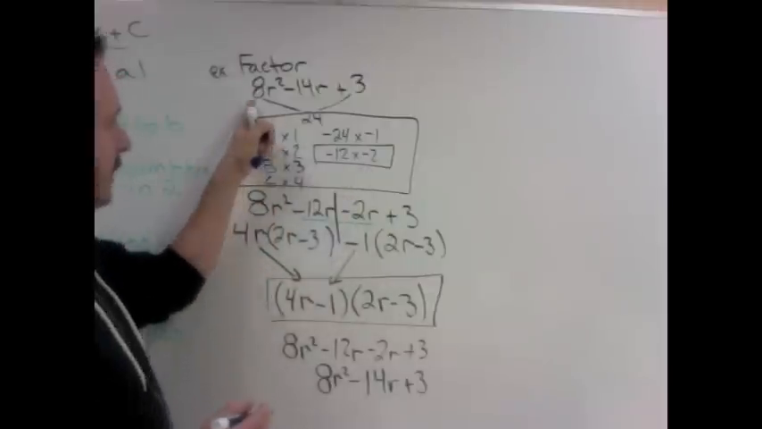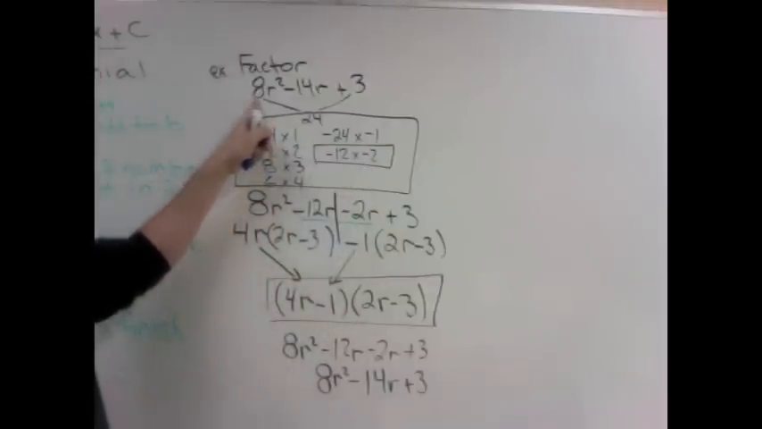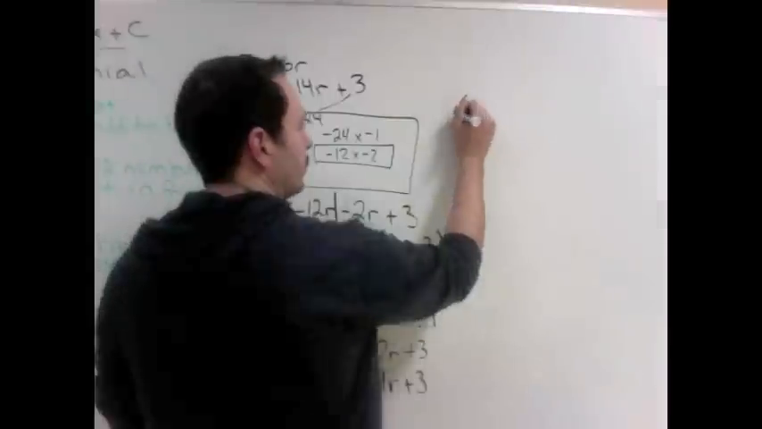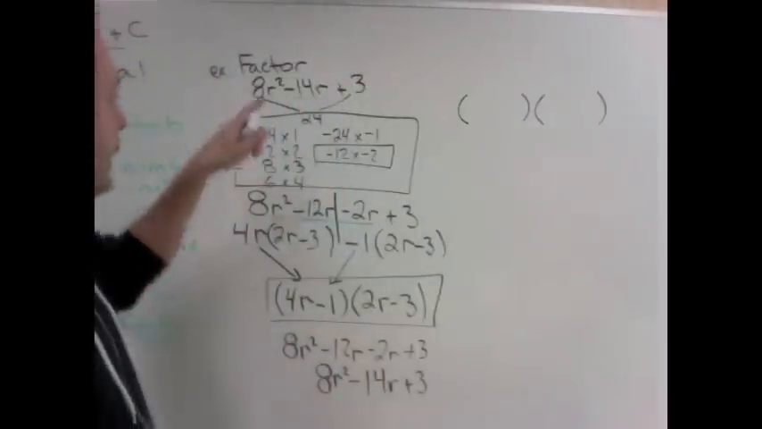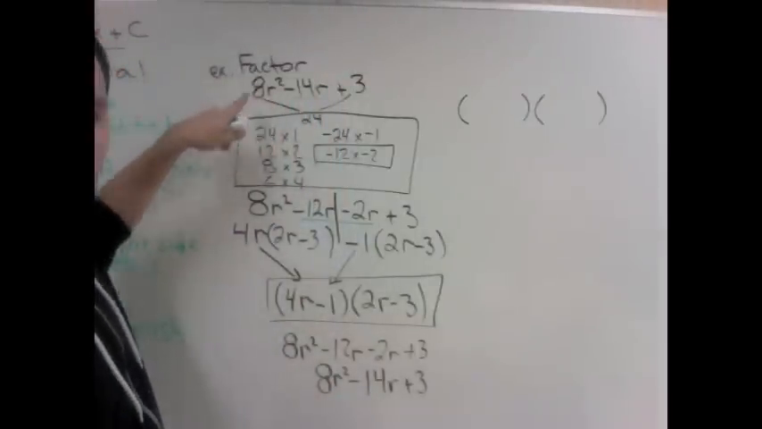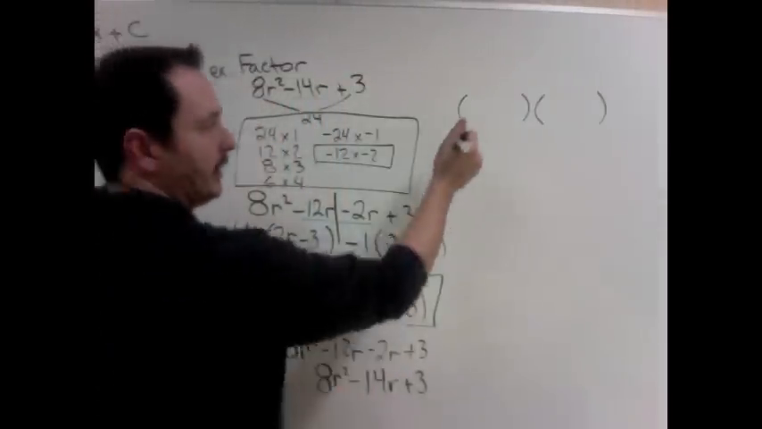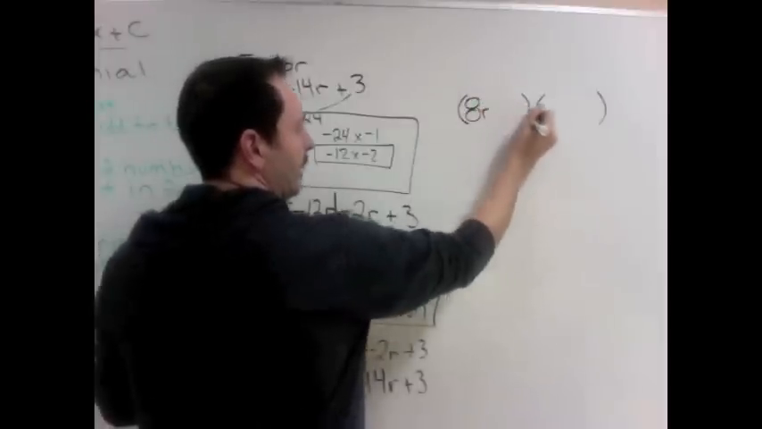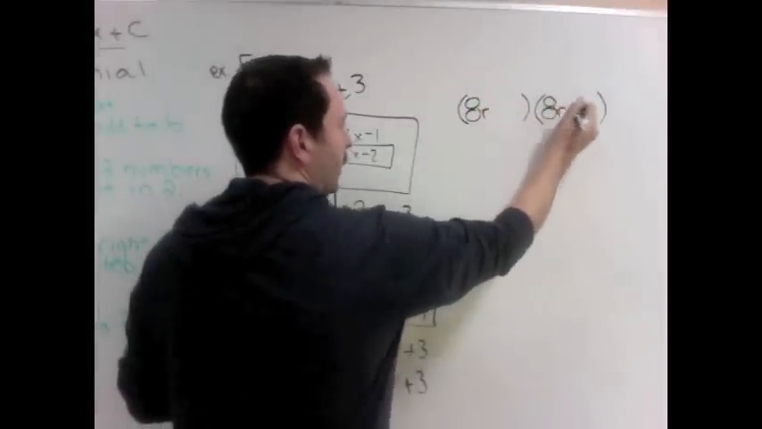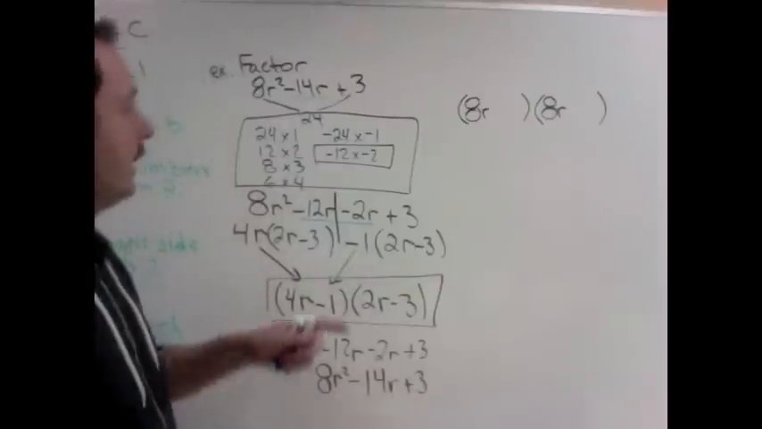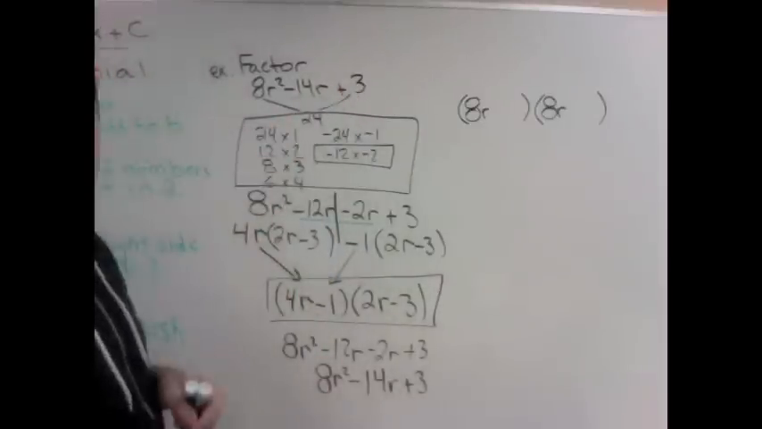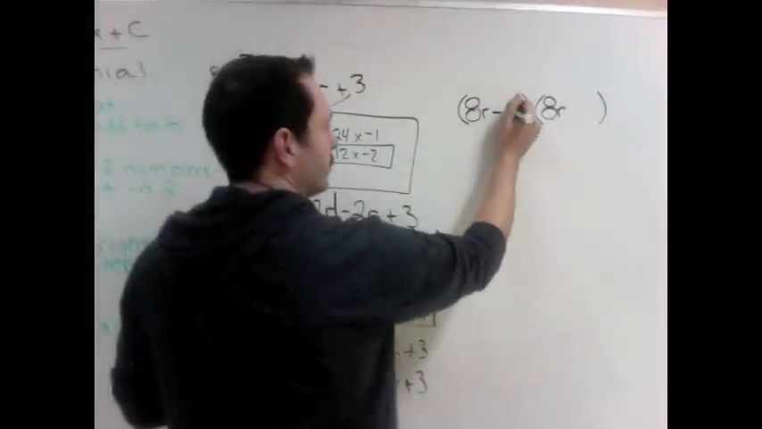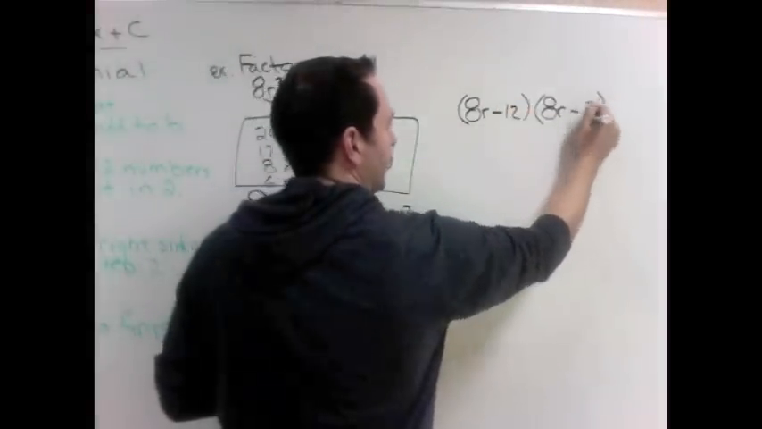And what you're going to do when it's a number that's not 1, r squared, is you take two brackets. If it's an 8r squared, whatever's here, you drop the squared and put it in the front of each. 8r, 8r. Now, the two numbers that multiplied to 24 and added to negative 14, they go at the back. So minus 12, minus 2.